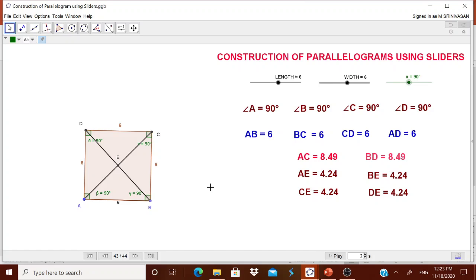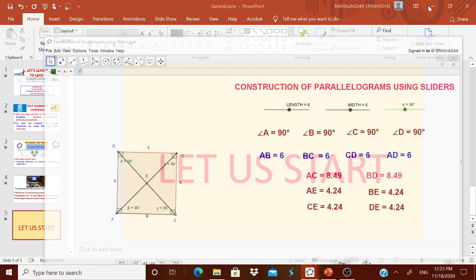Therefore, by simply constructing a parallelogram using sliders, where you have control over length, breadth and one of the angles, you can explore the different types of parallelograms with the children. Let us try to construct this dynamic worksheet from scratch.